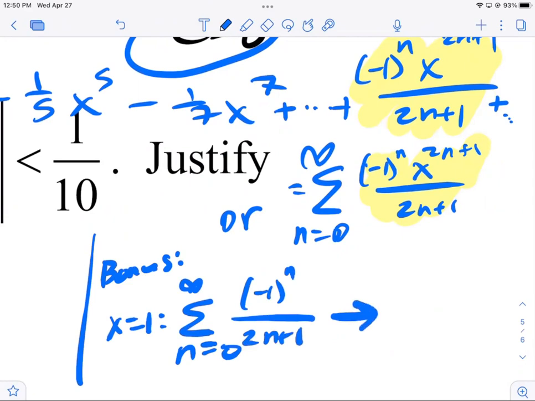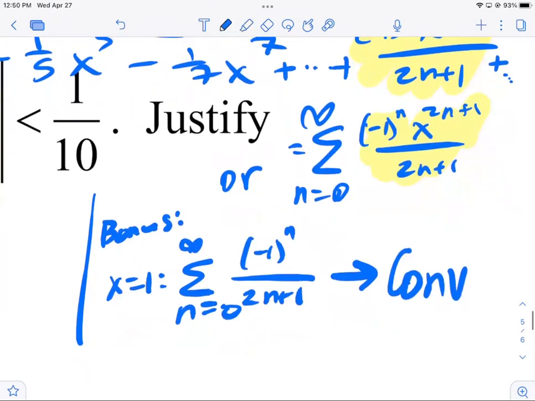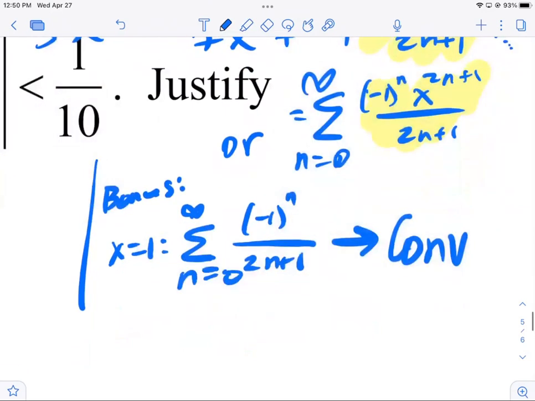Intuition, alternating series test, right? So -1 to the n is an alternator, cover it up. What do we know about 1 over 2n plus 1? Does it converge to 0? Yes. So this is a convergent, conditionally convergent alternating series. Okay, what about at x equals -1?